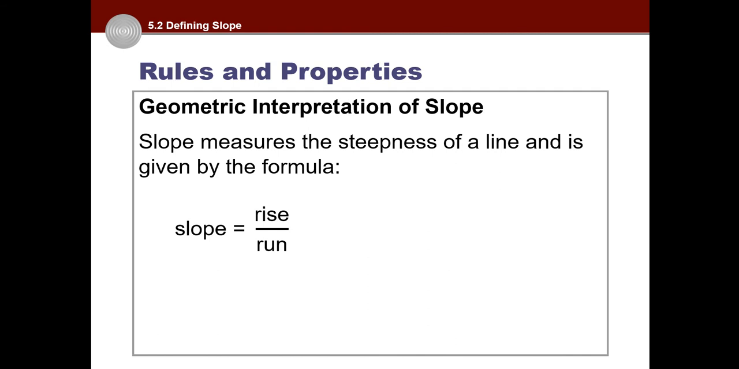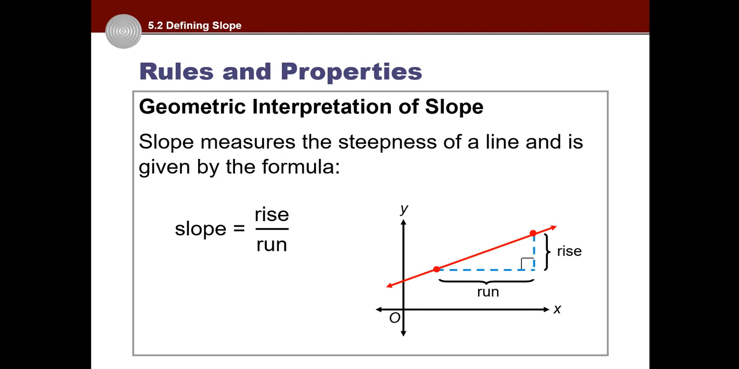So a geometric interpretation of slope. Slope measures the steepness of a line and is given by the formula slope equals rise over run. Okay, that should be familiar. That should not be something that sounds brand new to you. The visual representation of it is this, and all this is doing is showing you that the rise is the distance up and down between 2 points, and the run is the distance left and right between them. When we find that, we take that rise number and put it over top of the run number. That is our slope. That is the only thing that this slide is telling you.